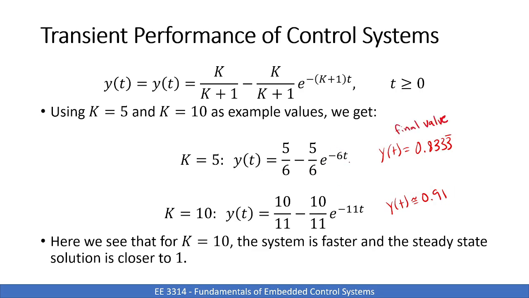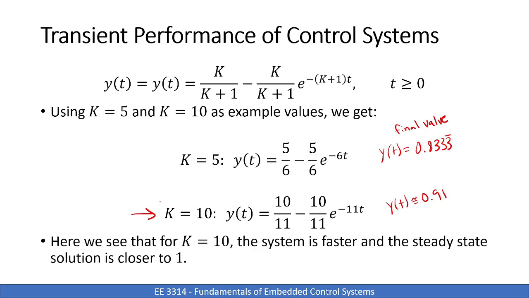Also, you can see that the decay factor is different, right? So for k equals 10, we're going to have a faster decay, so we're going to approach our desired solution a little bit faster. We expect it to have a faster rise time than k equals 5. Okay, so that's why in general we said that k equals 10 looked like a better solution. It gets closer to our desired final value of 1, and also seems to converge on that quicker. So that's why when just looking at the graphs, k equals 10 appeared to be the better choice.